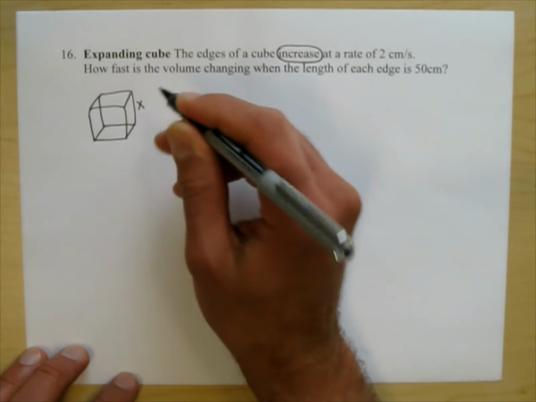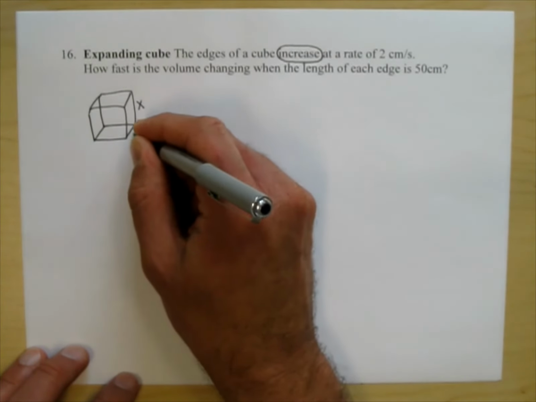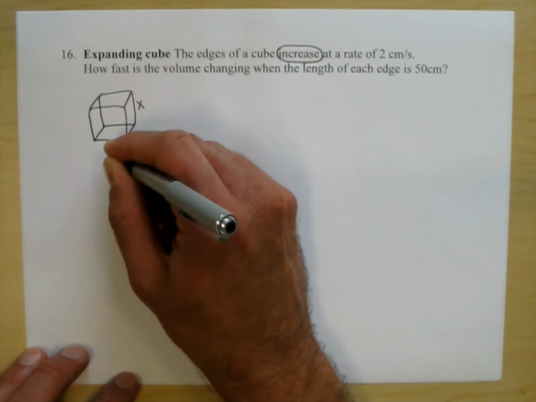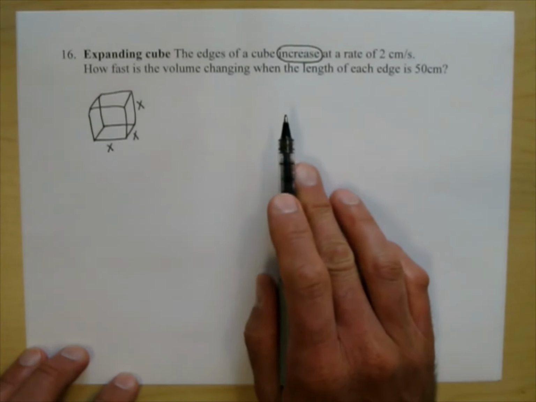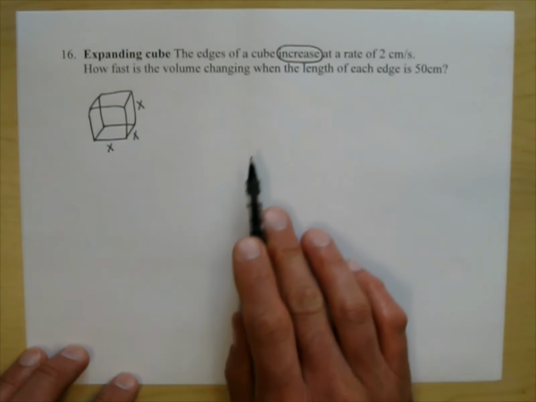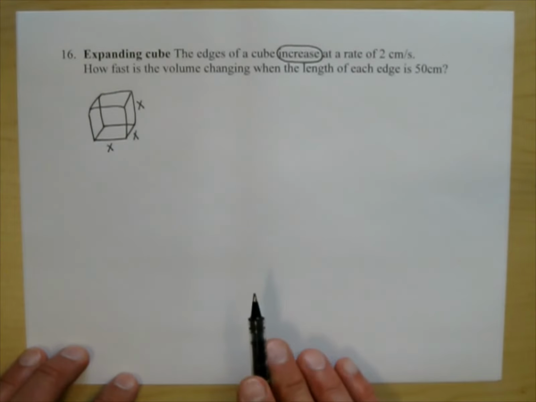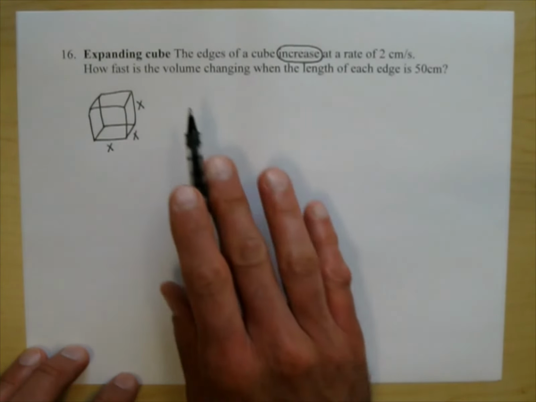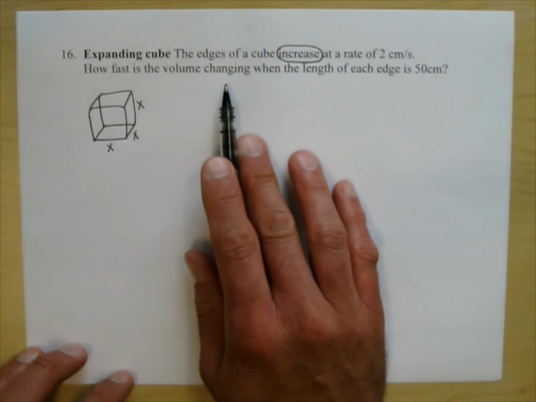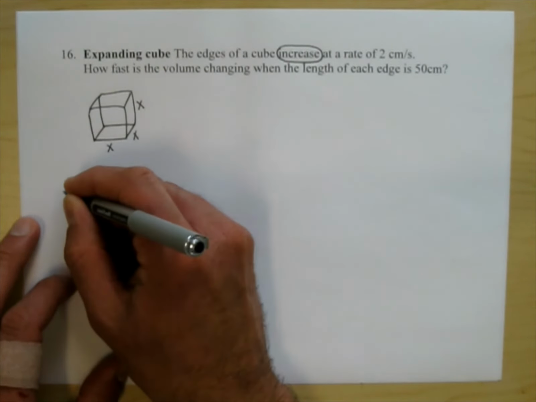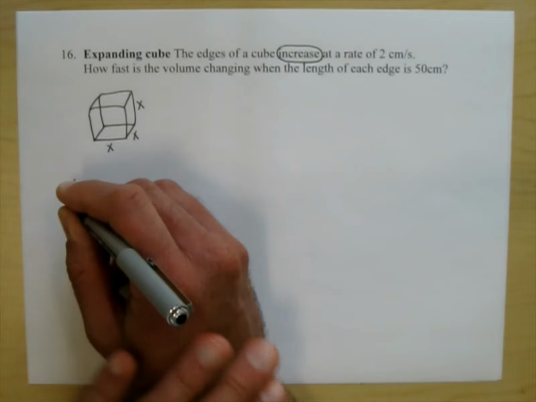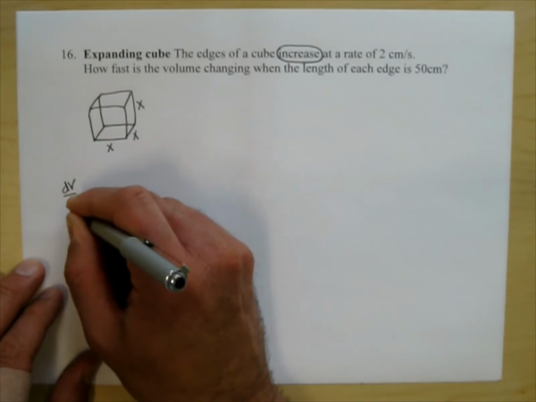But the cube, you know, here's x, and here's x. There's no part A, B, and C, thankfully. You might try to do this problem on your own. It is going to be simpler than problem 14. Okay, our goal. How fast is the volume changing? So our goal is dV dt.